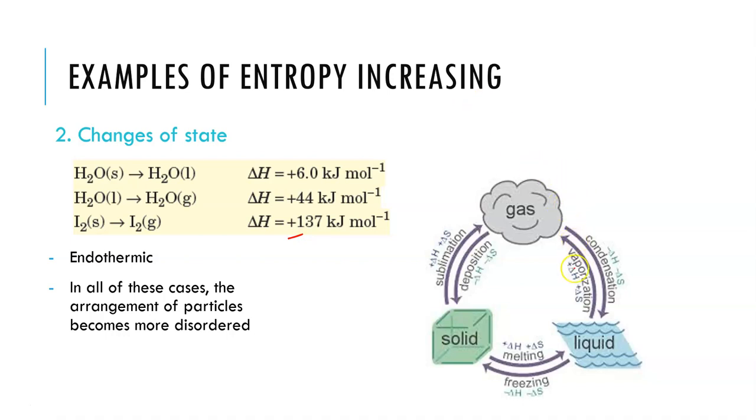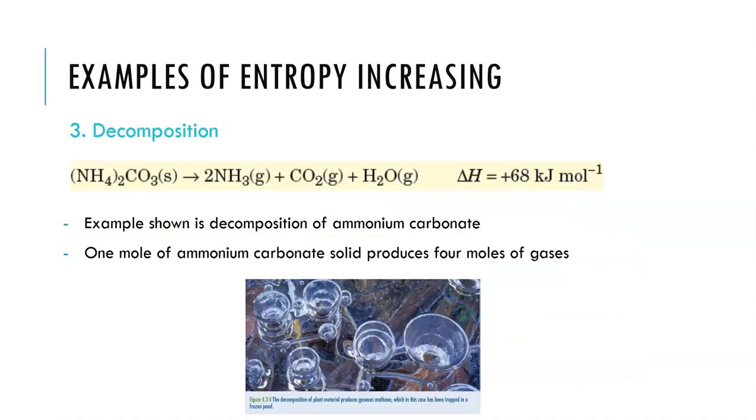Okay, so we see here that vaporization has positive enthalpy, positive entropy, and condensation has negative enthalpy, negative entropy. For a decomposition reaction, again, this is an endothermic process, the decomposition of calcium carbonate. Ammonium carbonate: 1 mole of ammonium carbonate produces 4 moles of gases. So we're going from a highly ordered lattice arrangement into a highly disordered system where we see 4 moles of gas being evolved.